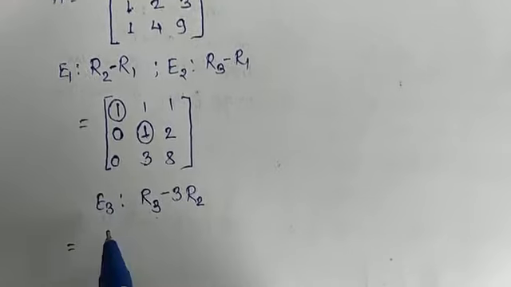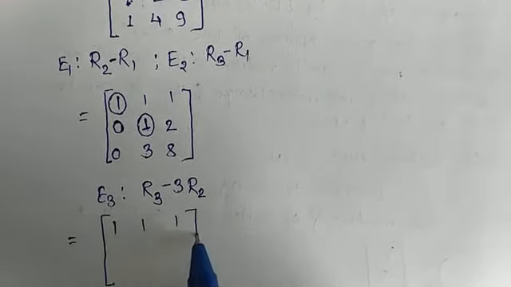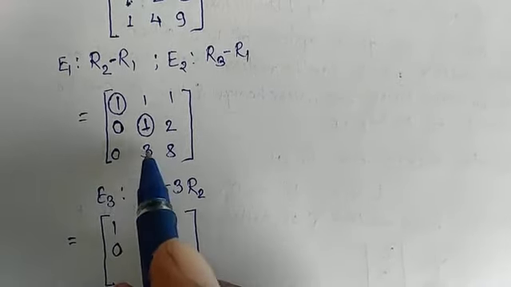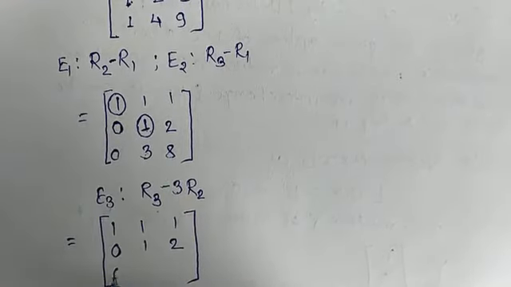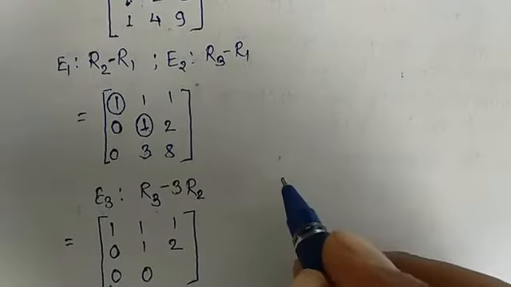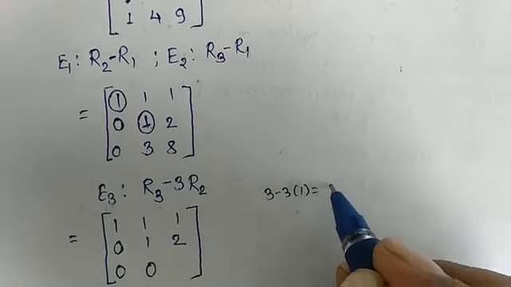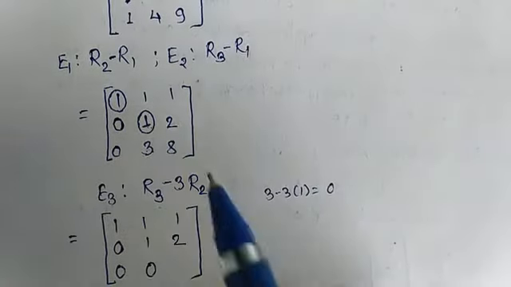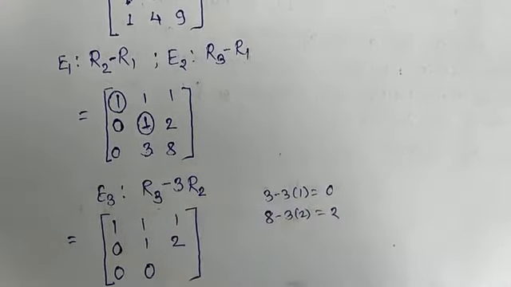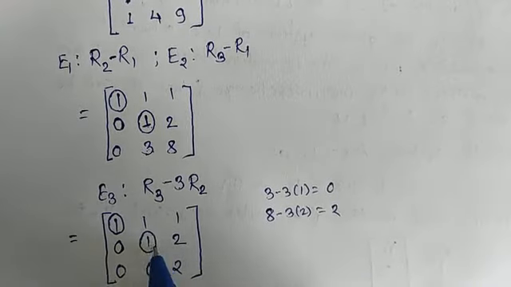So we get the matrix with first row as it is, 1 1 1, second row 0 1 2. Now here it is 3 minus 3, which is 0, and 3 minus 3 into 1 is 0, because the row operation is R3 minus 3 R2. And next, 8 minus 3 into 2, which is 8 minus 6, is 2. So here it is 2. This is our first leading one, this is our second leading one.